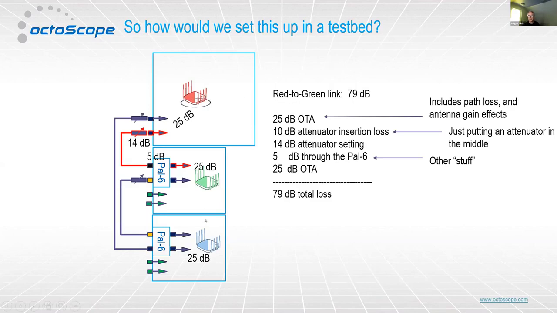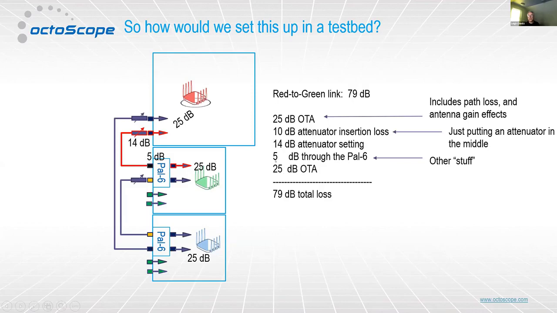So for example, here's our 3-node mesh, our red, our green, our blue. And we know that our red to green link was 79 dB. So if we just use the information that I've just been discussing, we know we've got 25 dB of over-the-air path loss on each side in each of these boxes. We've got an attenuator that just has 10 dB of insertion loss all by itself. We've got a 5 dB because there's a 1 to 2 splitter in this part of the link in this PAL6. So we add all that up.